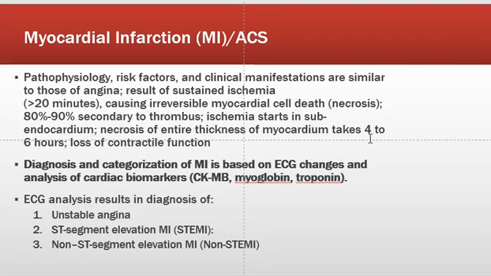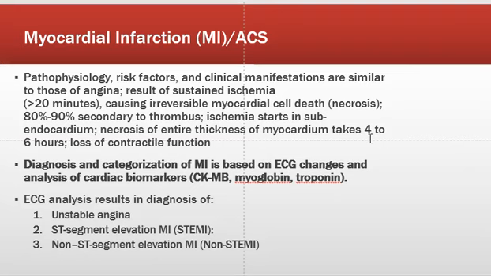It starts in the subendocardium, so inner, and necrosis of the entire thickness of the myocardium can take 4 to 6 hours, and with that, you'll lose contractile function. Diagnosis and categorization of MI is based on ECG and analysis of cardiac biomarkers, which we'll get into in class. That's what your provider is going to be looking for when the patient comes in. They're going to be trying to figure out, do they have an MI going on? Where do they have an MI going on?